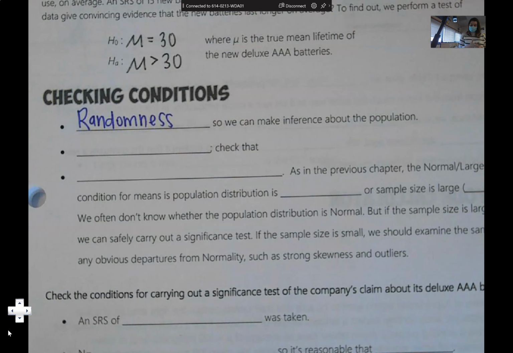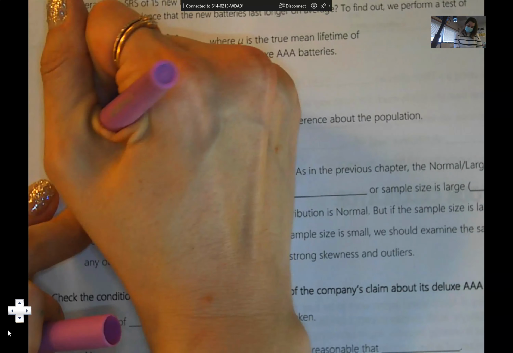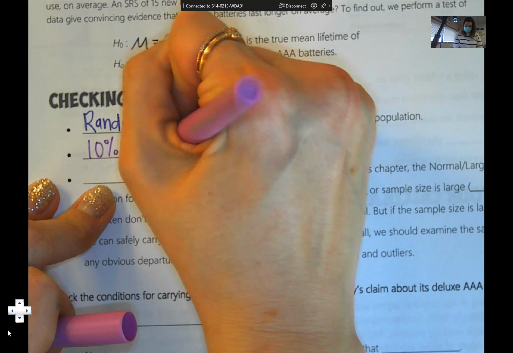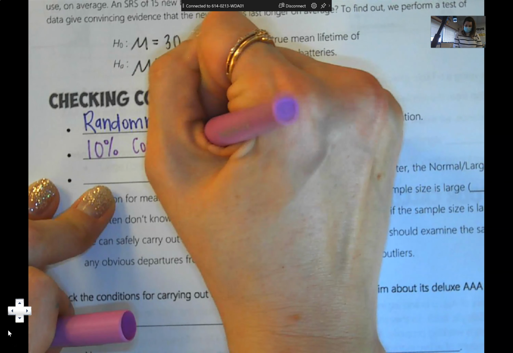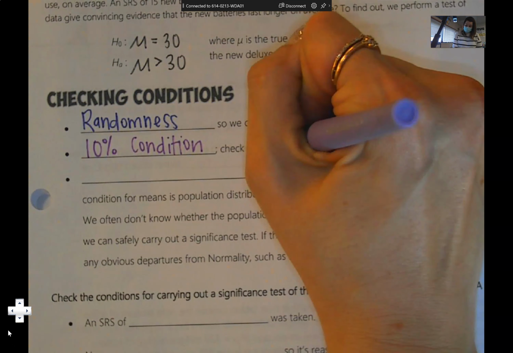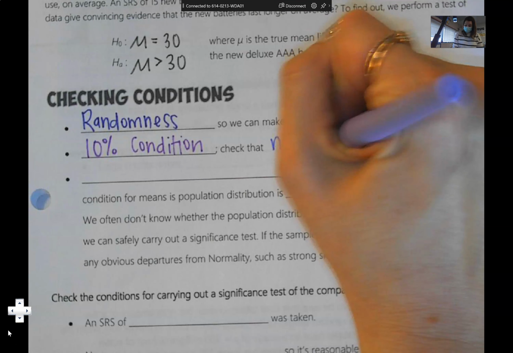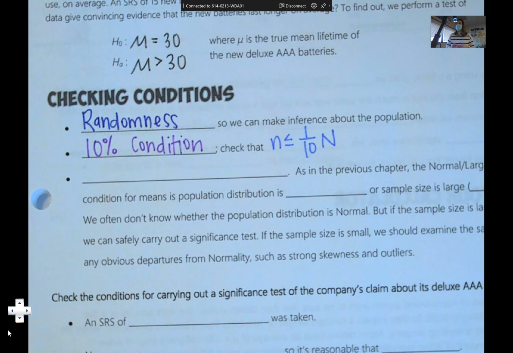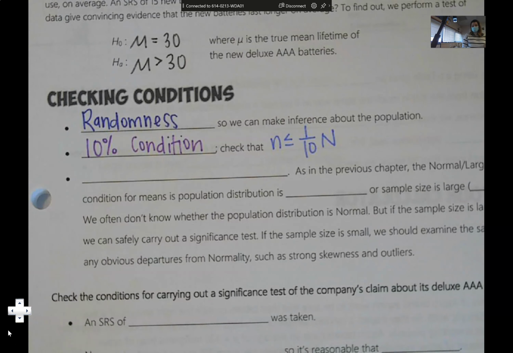Another condition that we need to check is the 10% condition. And I'm hoping that we're feeling pretty comfortable with this guy by now. We just need to verify that we're sampling less than or equal to 1/10 of the population. We don't want to sample more than 1/10 of the population.